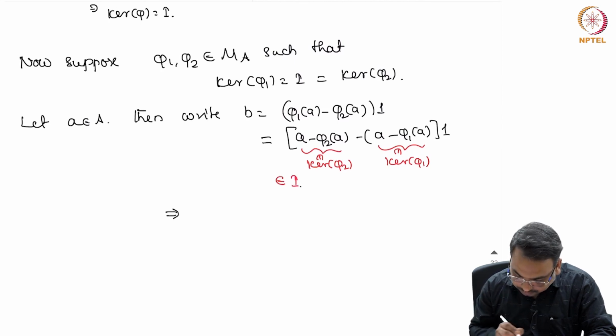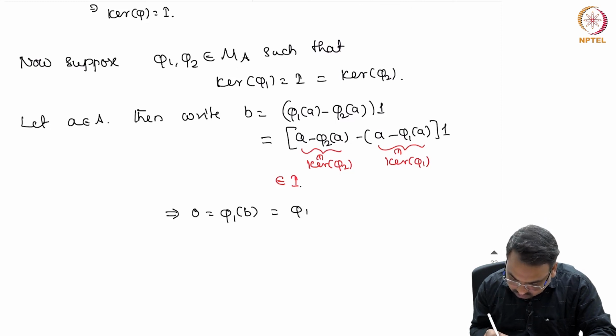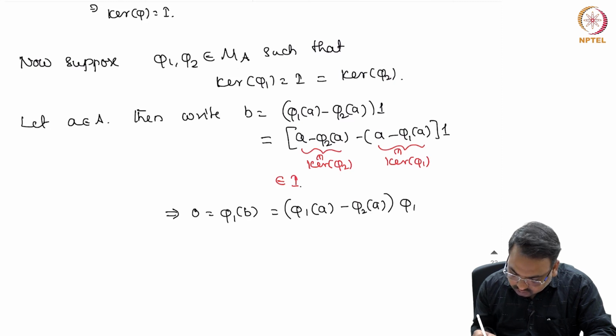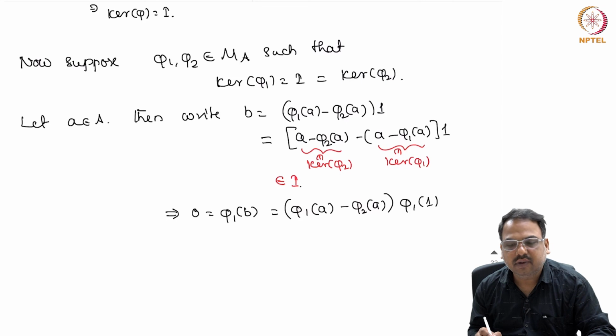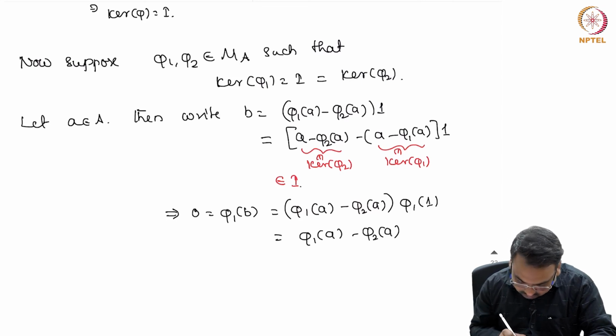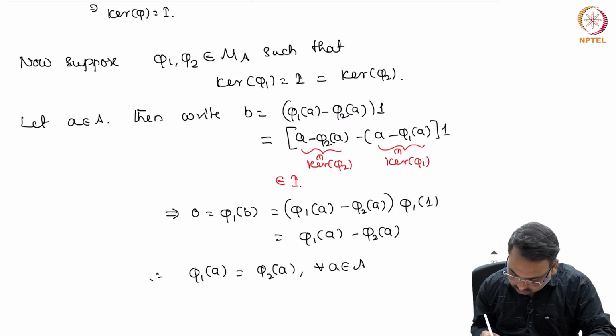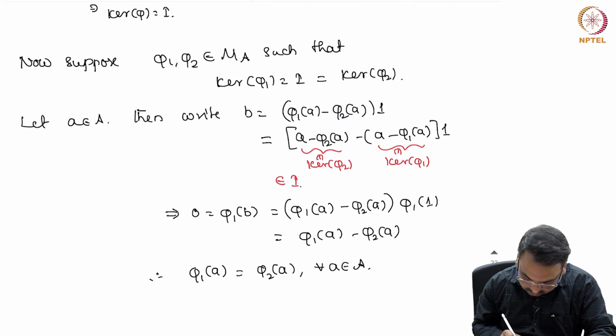So this implies if you look at phi 1 of b, that is 0 because b is coming from I. This is nothing but phi 1 of a minus phi 2 of a multiplied by phi 1 of 1. But we know that phi 1 of 1 is 1, so this is phi 1 of a minus phi 2 of a. Therefore phi 1 of a equals phi 2 of a, and this is true for all a in A. Hence we can say that phi 1 equals phi 2.